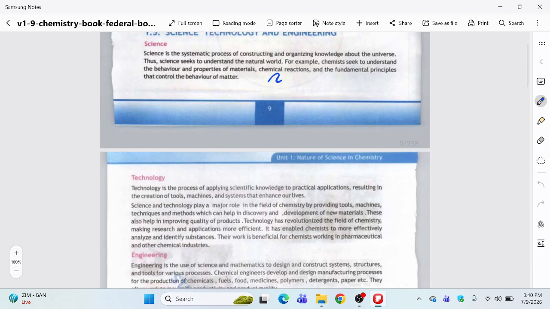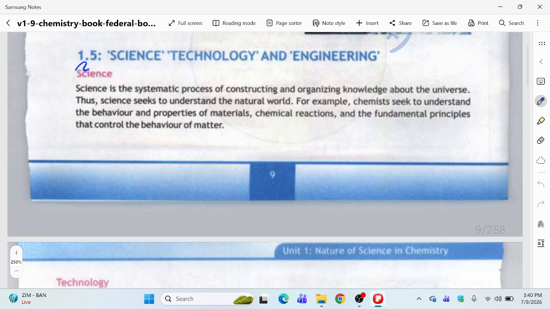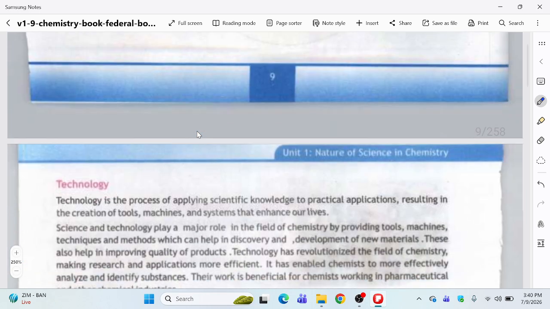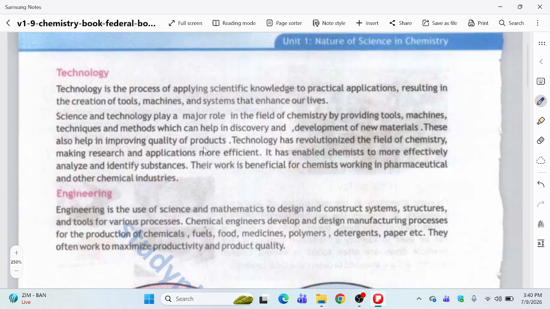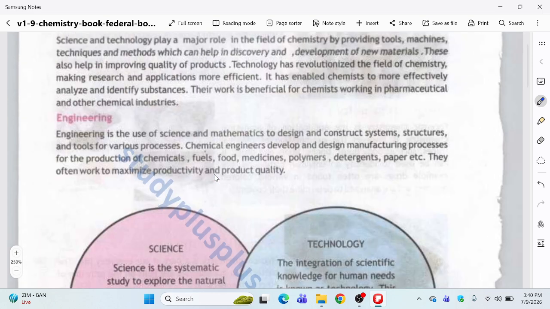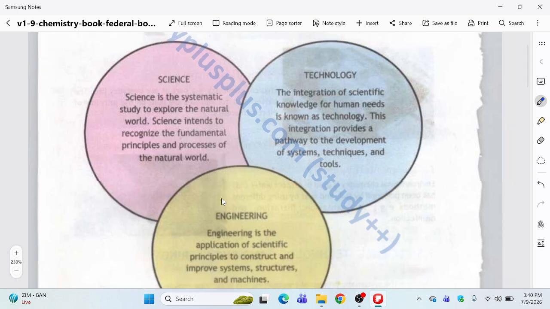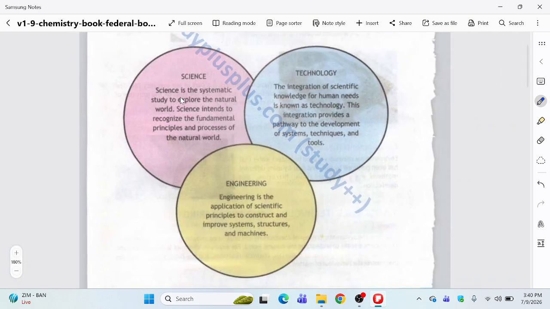We are having science, technology, engineering. As we know, in the last lecture we did science, technology, engineering. It's the same thing I told you: from this you read or this, both are the same, the Venn diagram or what is written over here. I'm going to teach you the Venn diagram, but you can read the paragraph also. In the Venn diagram, it is saying science is the systematic study to explore the natural world. Science intends to recognize the fundamental principles and process of the natural world.